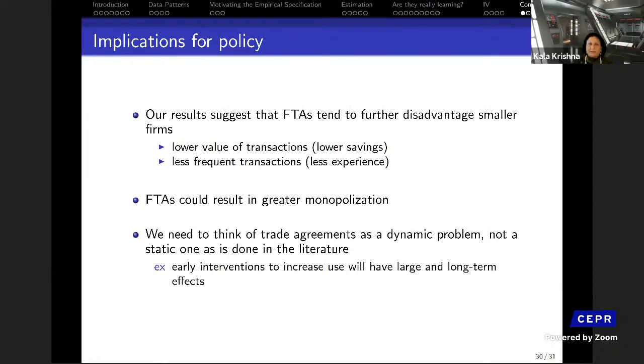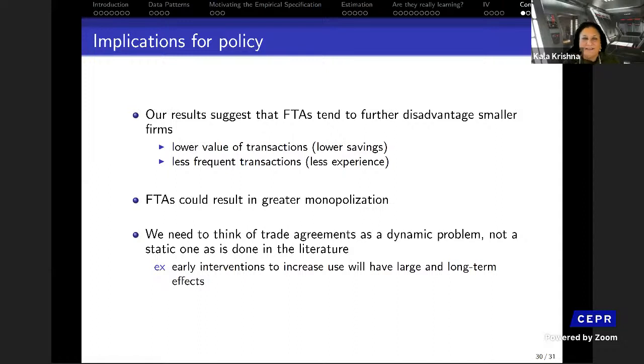Okay. Well, that's basically what I have to say, but I'd like to talk for a few minutes before we end about what our results mean and why we should care about them. Our results imply that FTAs should further disadvantage smaller firms. We know that because there are fixed costs in exporting, smaller, less productive firms are going to be disadvantaged in exporting. But with these rules of origin to be met and these further fixed costs, they're going to matter more when your transactions are smaller, when you make fewer transactions because you learn less.